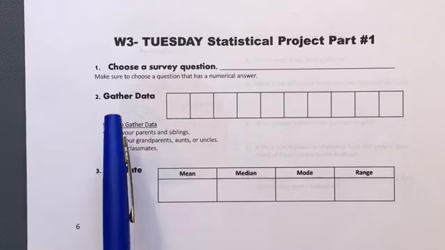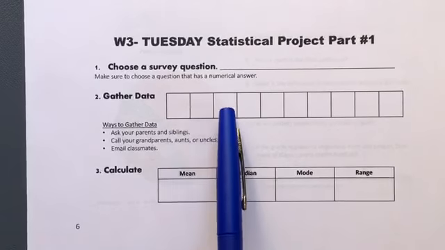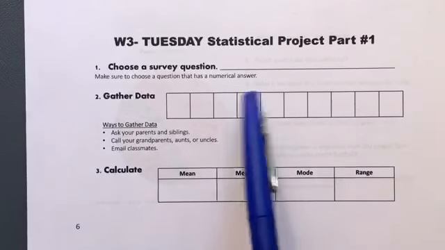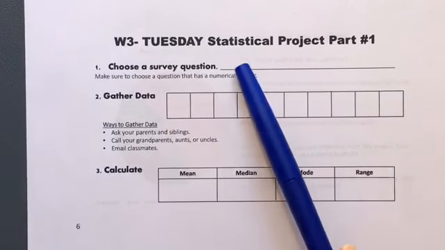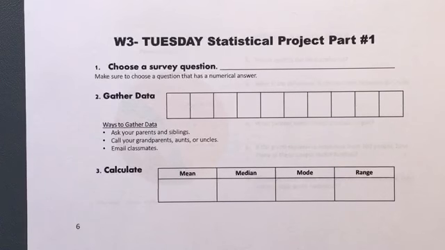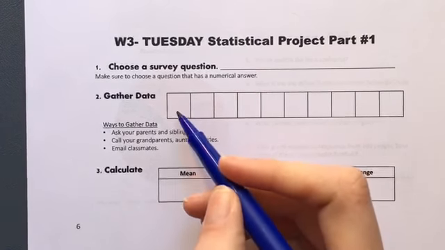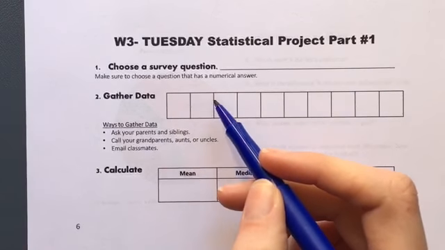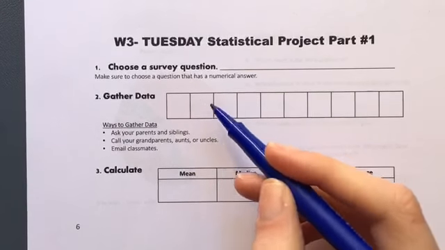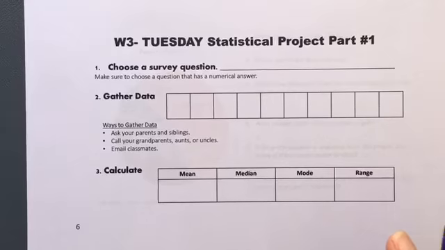All right, then you're going to gather your data. These spots are for each of your data pieces. So let's say I choose the survey question, how many times a week do you eat ice cream? And I go and I ask and I talk to somebody and they say 1. So I put a 1 here. And then I talk to someone else and they say 0 and I put a 0 there, and so on. And you write all your data out.